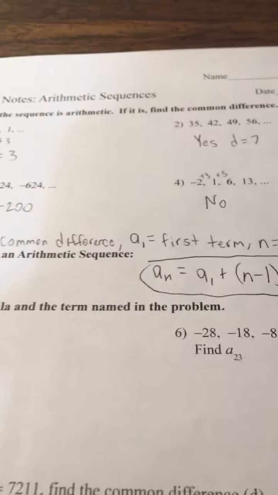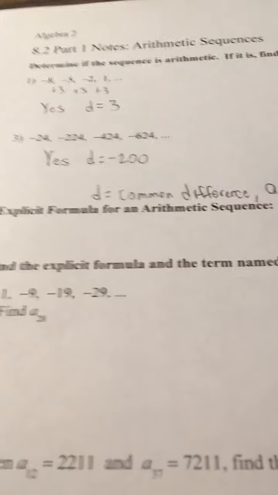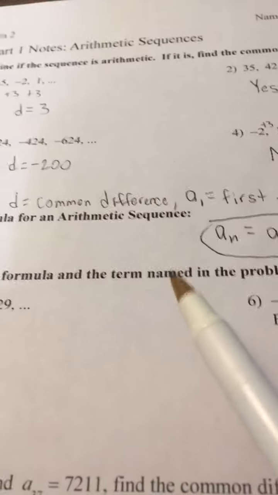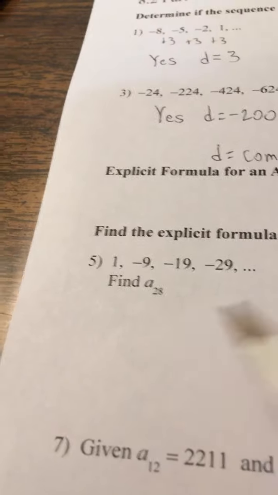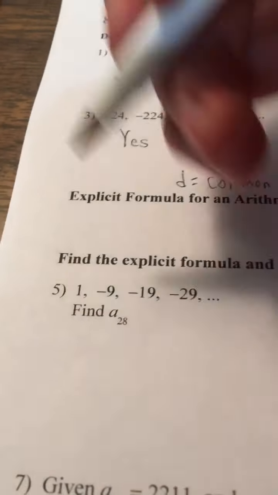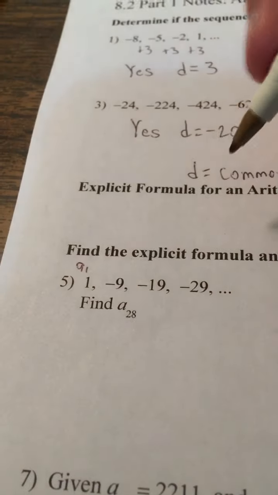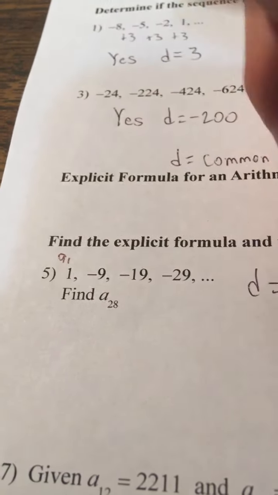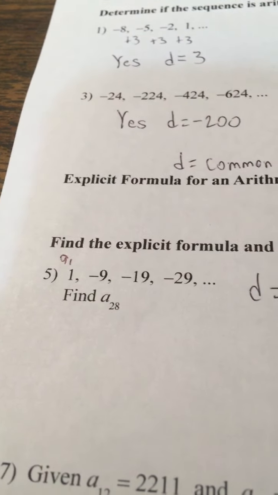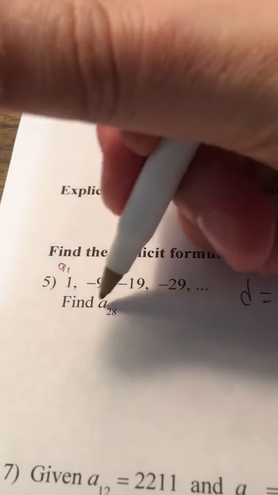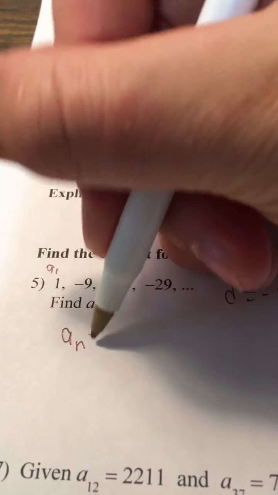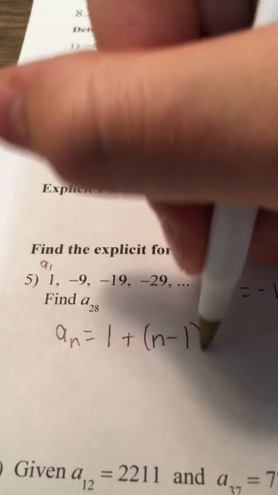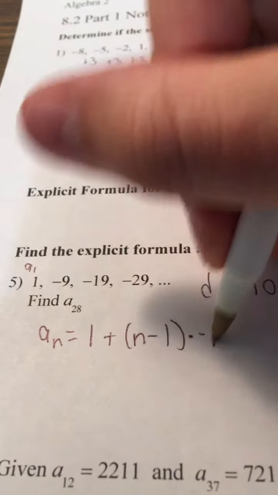So if you look at the next couple problems, I'm going to do 4 more. It asks us to find an explicit formula, using what we just did, and then find the term named in the problem. It's asking for the 28th term. So in number 5, I've got a_1 right here, which is 1. What's d in this problem? What's the pattern? It's subtracting 10. So that means my formula, we'll find the 28th term in a minute, but let's write the formula first. a of n equals a_1, which is 1, plus (n minus 1) times d, which is negative 10.